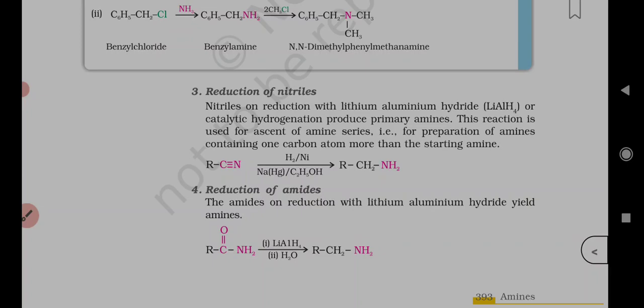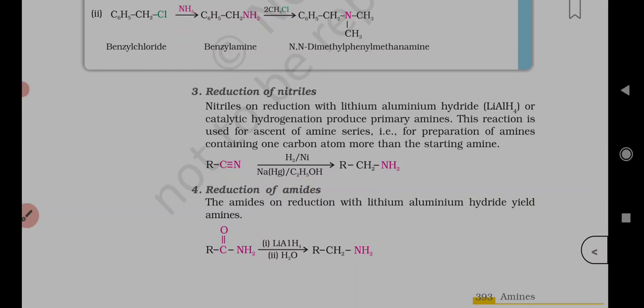Phthalimide on treatment with ethanolic potassium hydroxide forms potassium salt of phthalimide. So you have to take phthalimide. What is phthalimide? Benzene ring, C=O, NH, C=O. So benzene, C=O, C=O, NH is phthalimide.